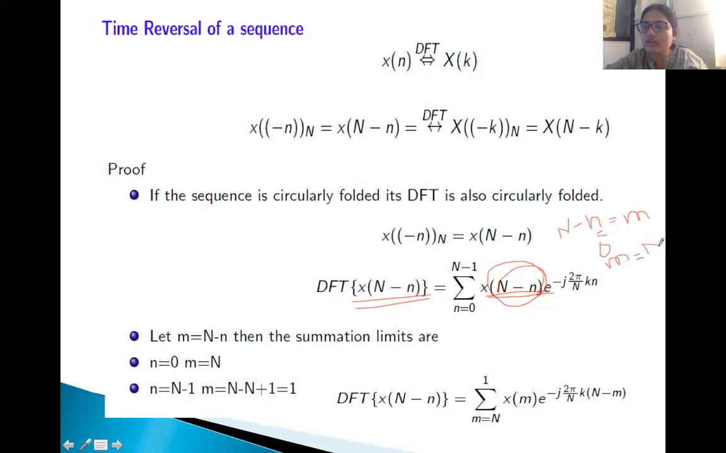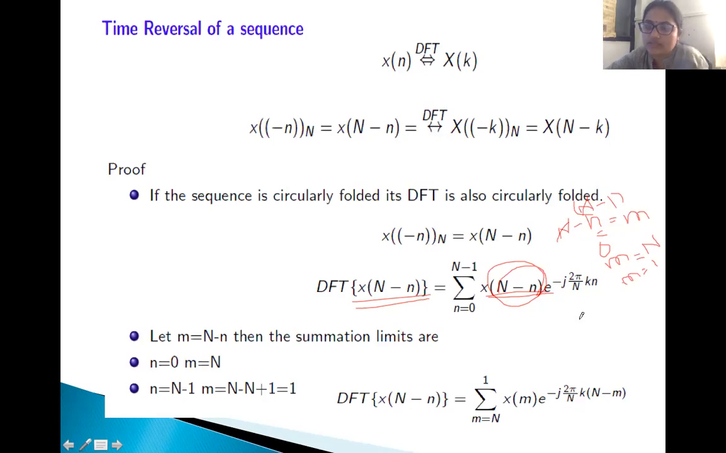It is capital N. Then what I did, I have substituted the upper limit. What is that upper limit? N minus 1. So what will happen? This plus N and this minus N will cancel. Minus will be plus. The next value of m that we will be getting is 1. So the value of m, what we have obtained, m varies from N to 1. This is x of m e raised to minus j 2 pi k upon N.